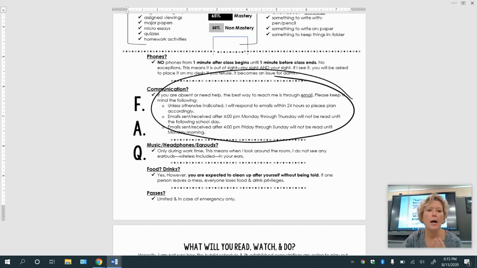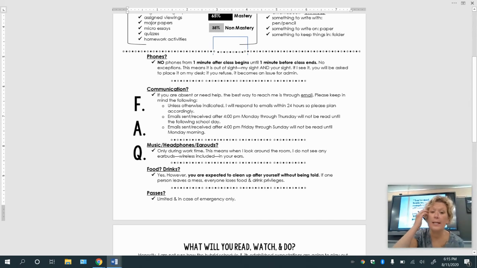Okay? Music, headphones, earbuds: I would prefer that you use them only during work time. So again, if I see them in your ears, I'm going to ask you to take them out. It's not up for discussion. Don't tell me that you can multitask, because I know if given the choice, I'd be focusing on what's in my ears instead of what somebody's standing at the top saying.